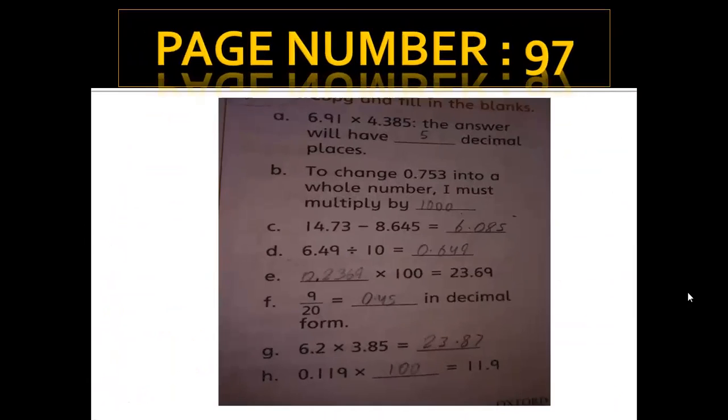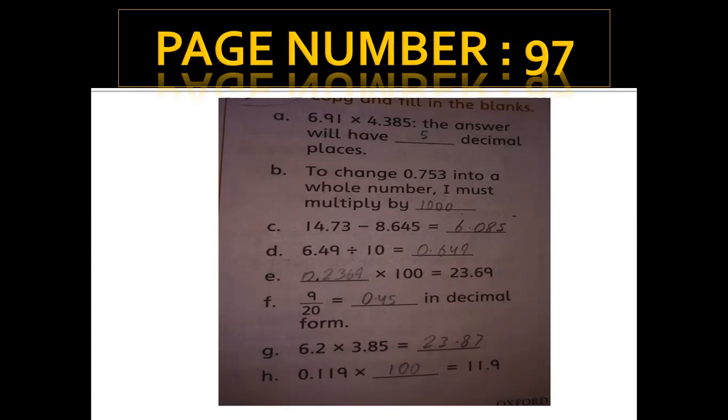Come to question 3. This is objective type. There are A to H parts and I have done the objective for you. You will also do this question on your copy. 6.91 multiply 4.385. The answer will have 5 decimal places. You can count it. In the first number there are 2 digits after the decimal, and in the second there are 3. So 2 and 3, total 5 digits are there. So when we multiply, we place the decimal 5 digits from right to left.